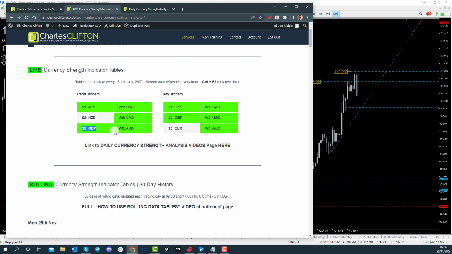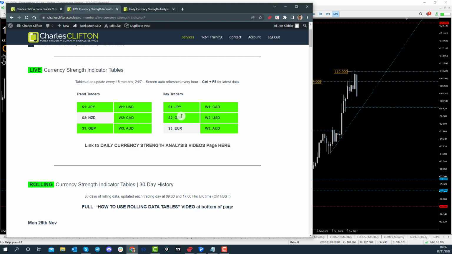The pound is the third strongest currency on the trend traders, which is interesting. And on the weak side of things, we have the dollar topping the table, same as sort of the end of last week. We have the Canadian dollar as W2, so the second weakest currency, followed by the Australian dollar as the third weakest currency.